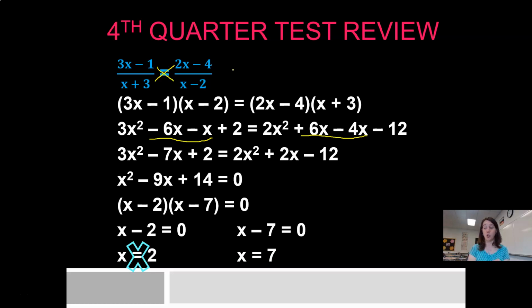So don't forget, on 28 through 30, you always need to check your answers to make sure that they don't make a denominator of 0. So tomorrow we'll finish up with questions 31 through 40, and that will wrap up our review as we're getting ready to take that fourth quarter test next week.